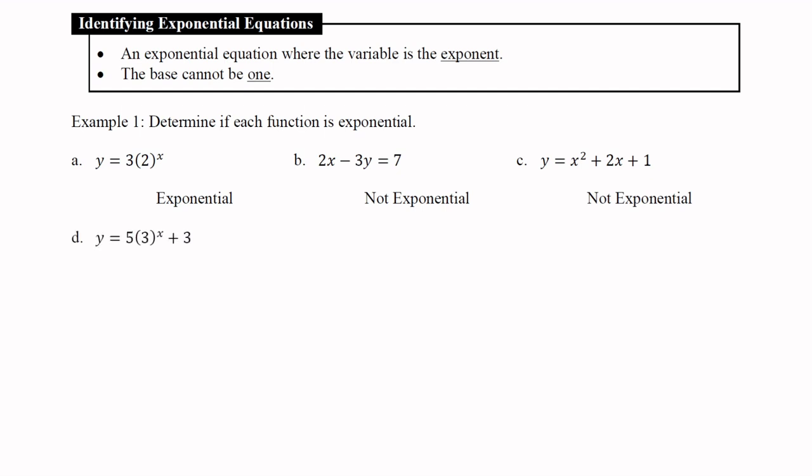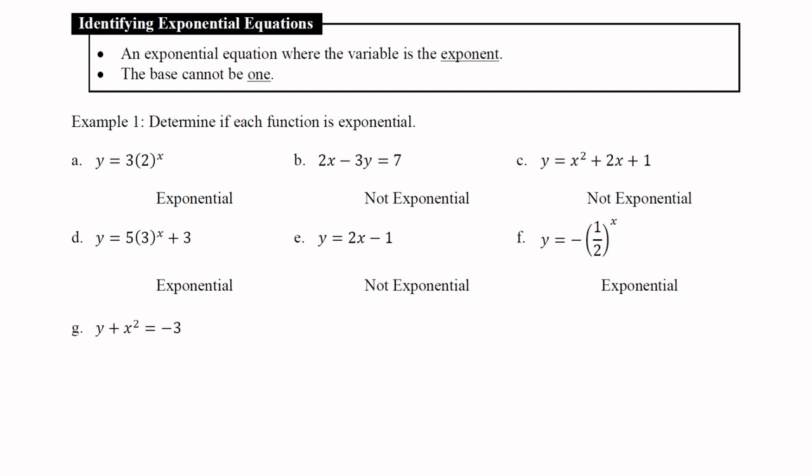5 times 3 to the x plus 3. We do have an x in the exponent, so this is exponential. y equals 2x minus 1. We know that's linear, so it's not exponential. y equals negative 1/2 to the x. x is a power, so it is exponential. y plus x squared equals negative 3. That is not exponential. y equals 4 times 1/3 to the x minus 2. The x is in the exponent, so it is exponential.